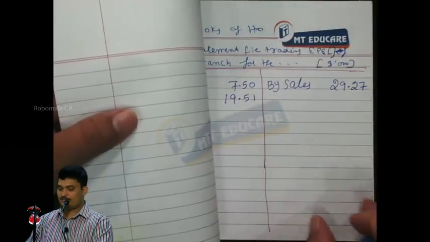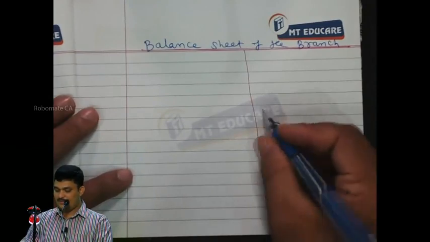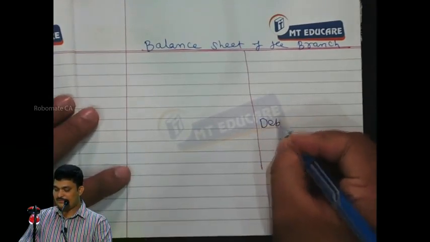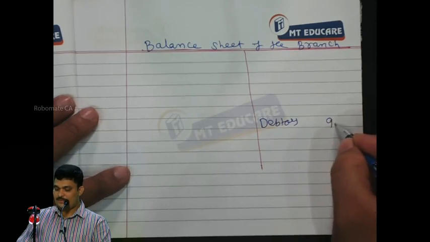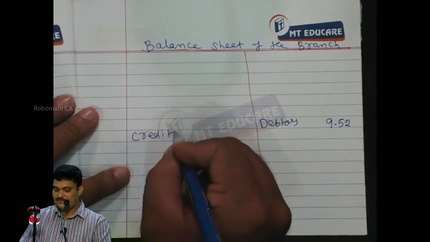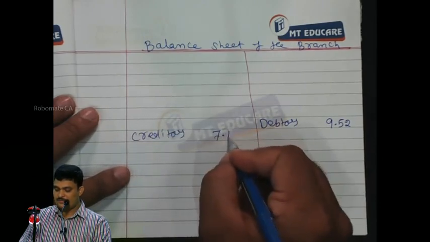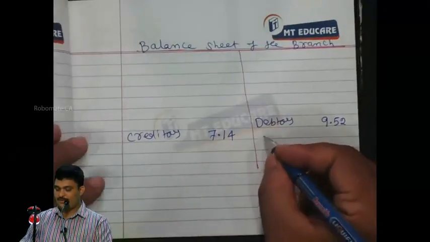Debtors, go to balance sheet. Don't search for trading P&L. Debtors. How much? 9.52. Creditors. Bills receivable.